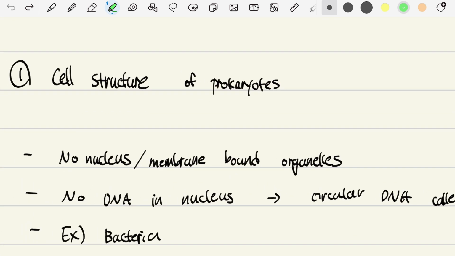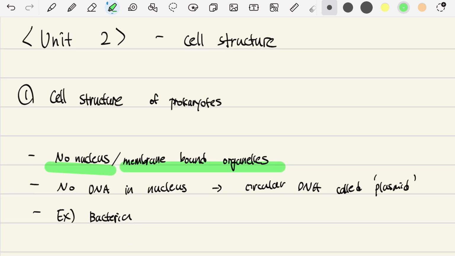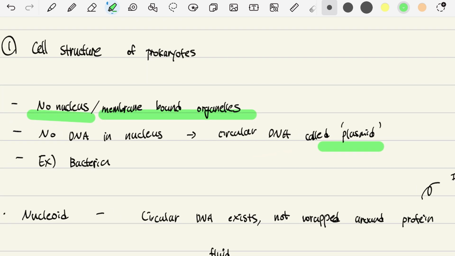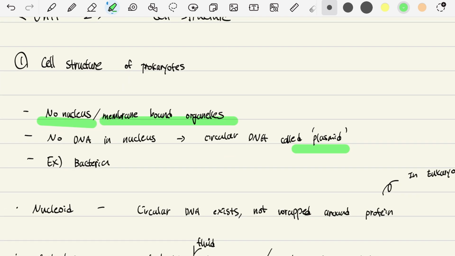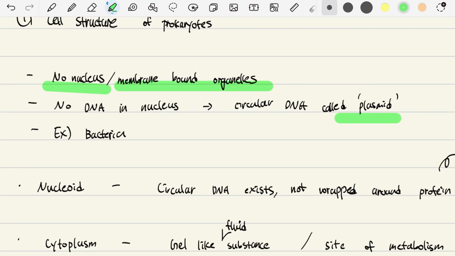For prokaryotes, there are two really big characteristics. The first one is that prokaryotes do not have any nucleus, and the second one is that they don't have any membrane-bound organelles. Because they don't have a nucleus, their DNA is not inside a nucleus. They have something called plasmid, which is a circular DNA inside the prokaryotes, and it is also double layer. And the biggest example for prokaryotes would be bacteria.